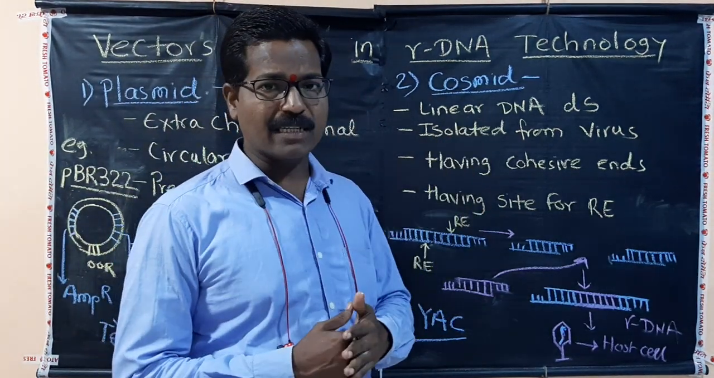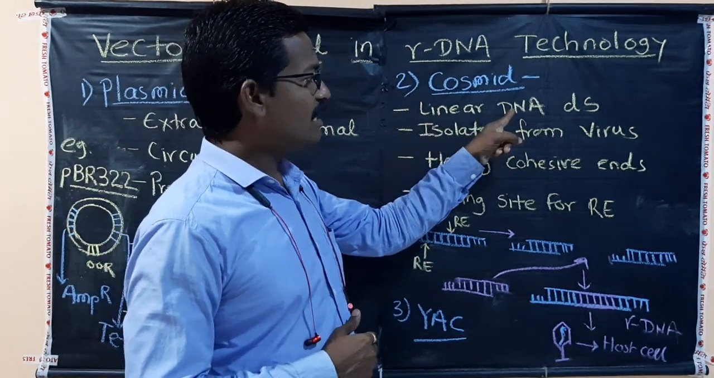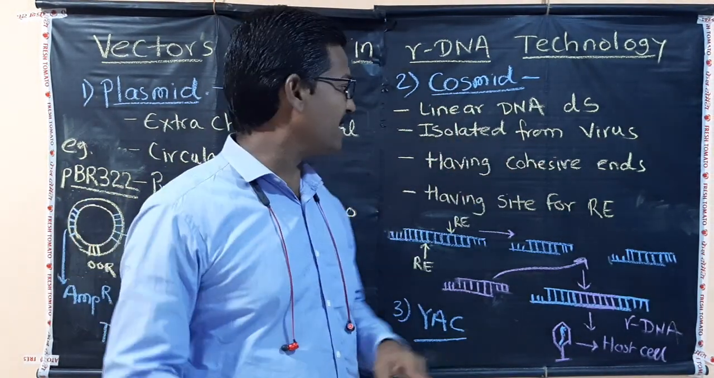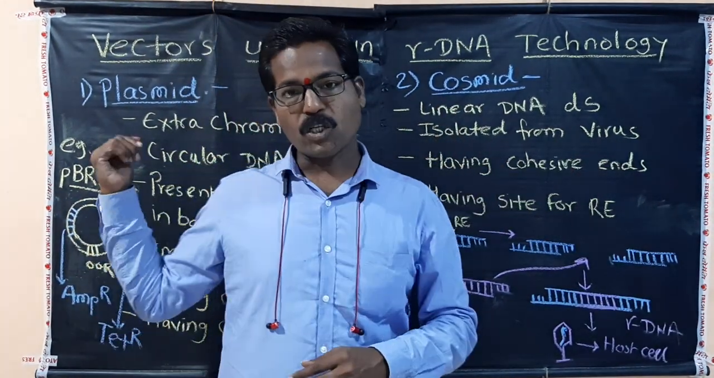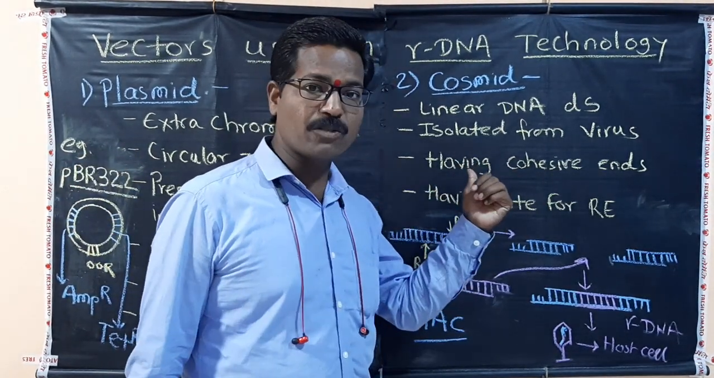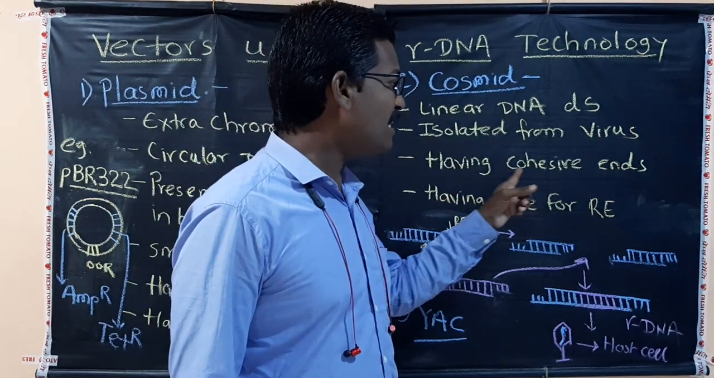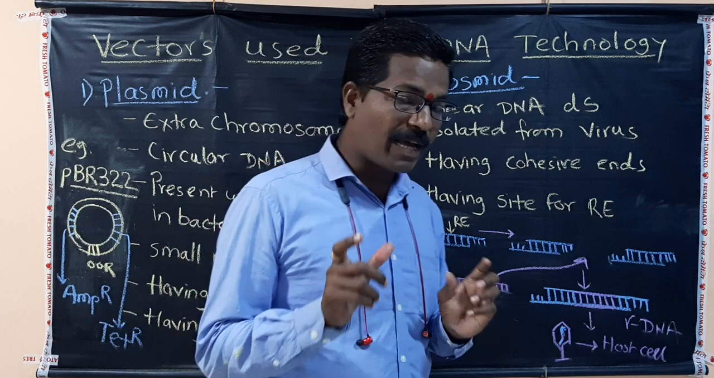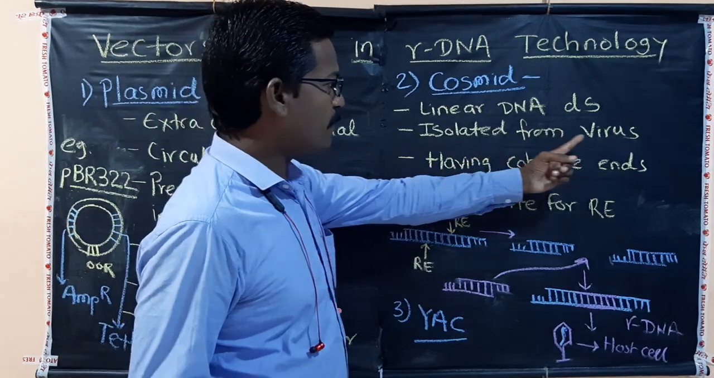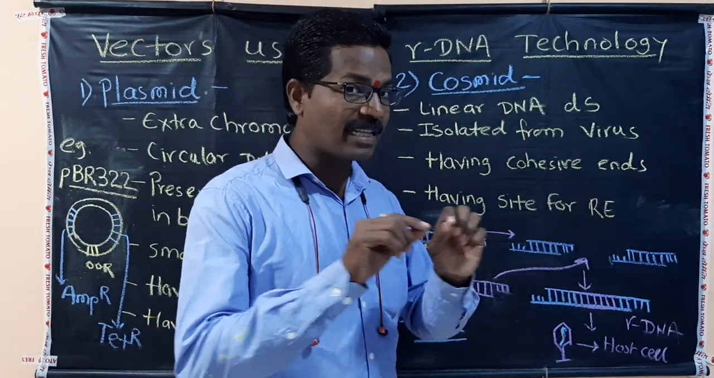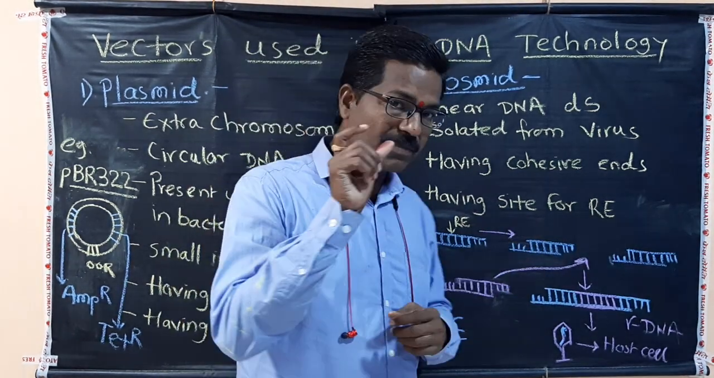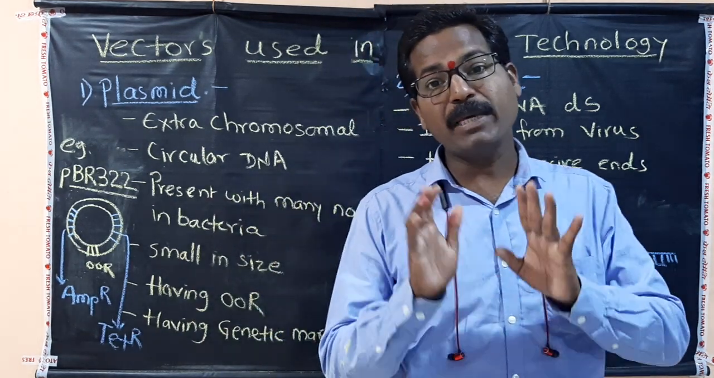Now how does this vector work? It's a linear, double-stranded DNA. It is not circular like a plasmid; rather, it is a linear, straight DNA. It is isolated from viruses. Plasmid is isolated from bacteria, cosmid is isolated from viruses. They have cohesive ends: at both sides of that linear DNA, there is a single-stranded extension, already present in the virus. It is called a cohesive end, and they have a site for restriction enzyme, a nucleotide sequence where the restriction enzyme can work.